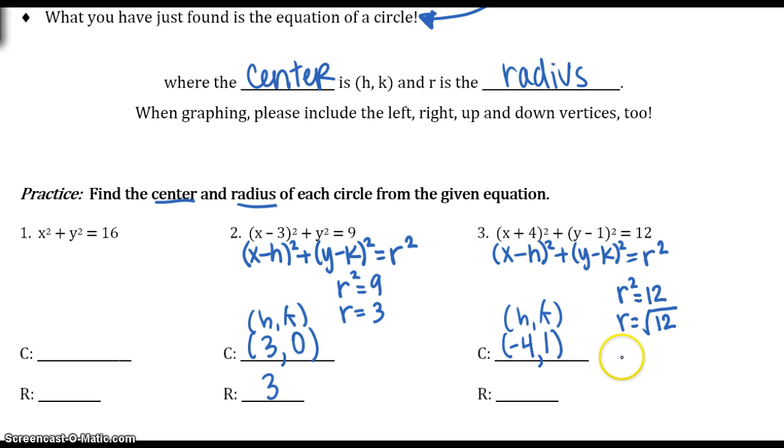Now, we can't leave 12 like that. If we break up 12, it'll be 2 times 2 times 3. For every pair, 1 comes out. So this will be 2 root 3 for your radius, just like that.